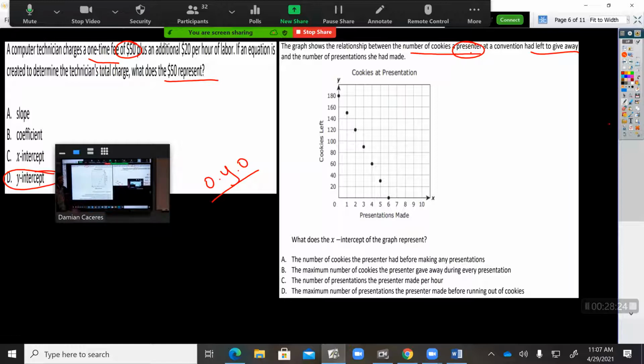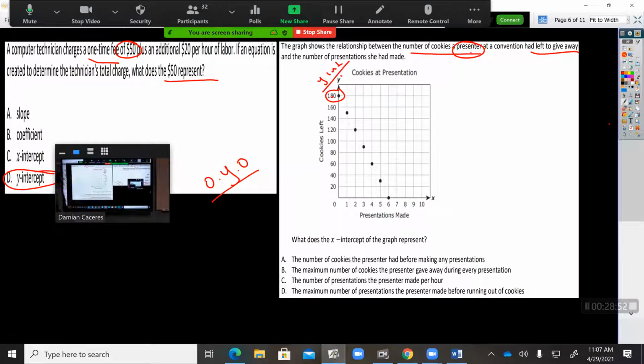So think about the situation here. Somebody's presenting. After each presentation, she gives away cookies, right? So what happens to those cookies? Are those cookies going to increase or decrease? Decrease because she's giving cookies away, right? So for example, the y-intercept is 180. What would that represent? The starting point of the cookies, the amount of cookies, right? That would be the y-intercept.